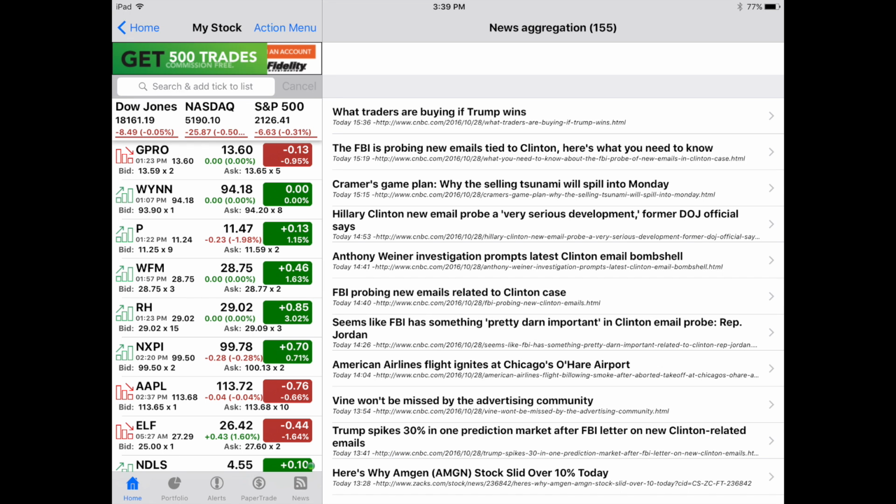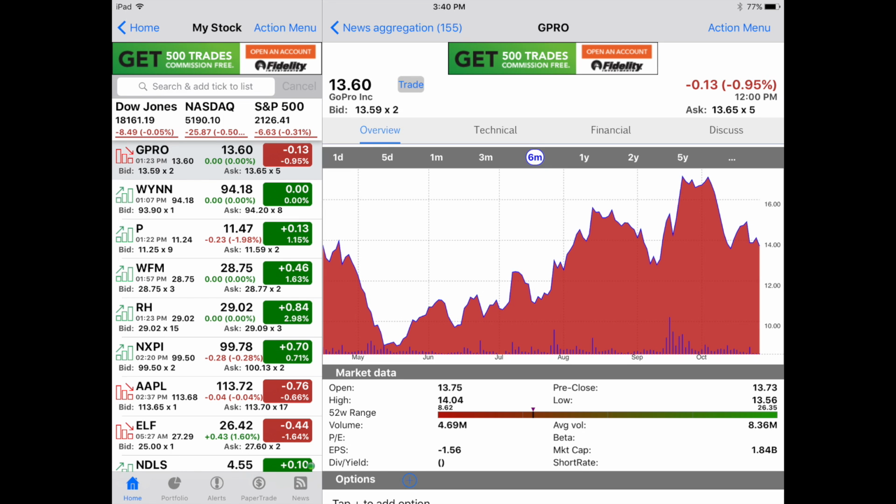It's really nice. If you need to add another ticker symbol, just above where the Dow Jones, NASDAQ, and S&P are, you click and type in the ticker symbol or the name of the stock you want to look up, hit enter, and it will pop up on your watch list. The news is all on the right-hand side, but if we click on GoPro, then this pops up. All my stocks are still on the left-hand side.